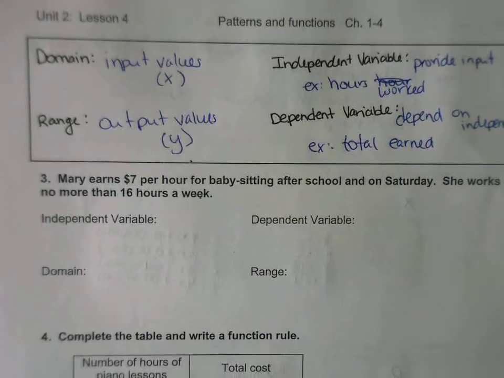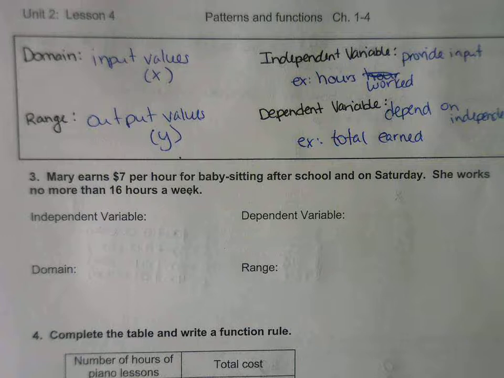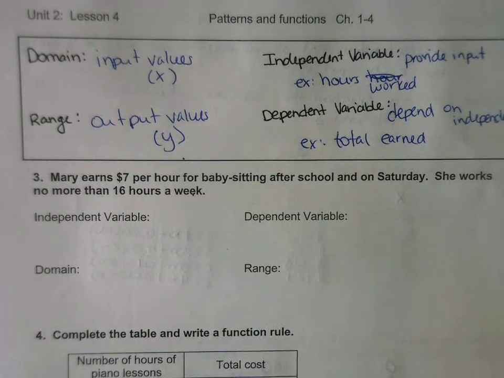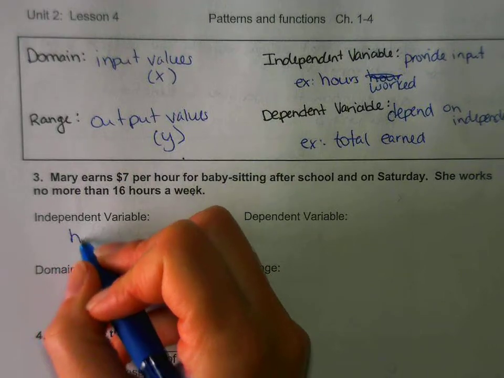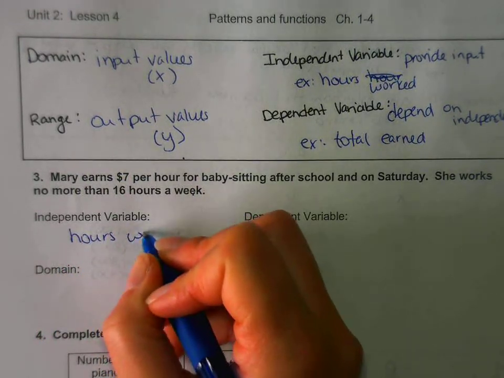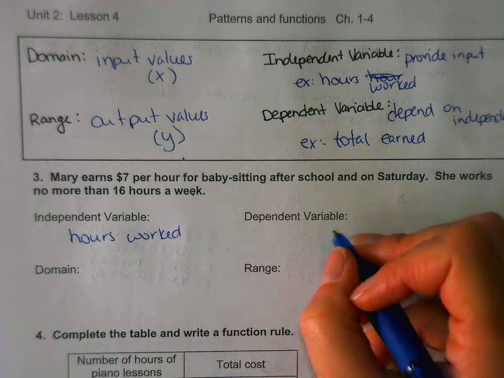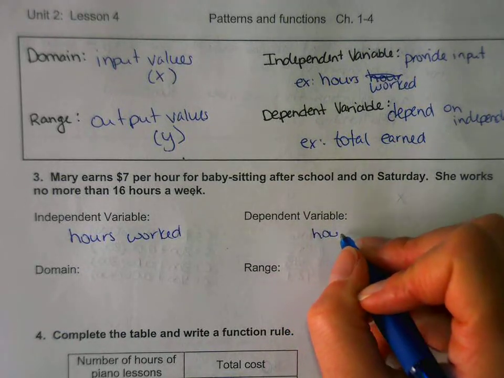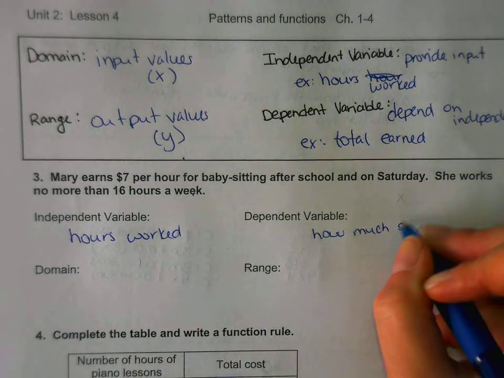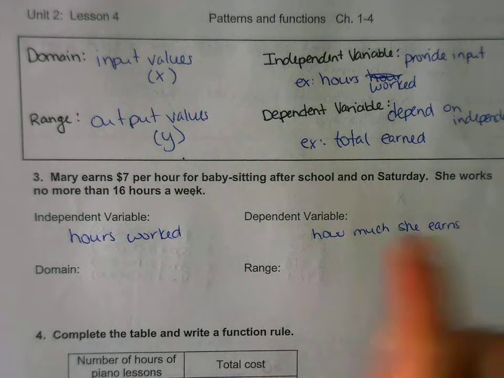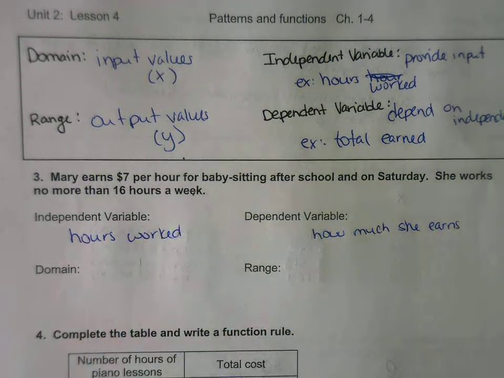So let's look at example 3. Mary earns $7 per hour for babysitting after school on Saturday. She works no more than 16 hours a week. So the independent variable, there's two different things going on. She's working some hours and she's making some money. So her independent variable is how many hours she worked, and my dependent is how much money she makes. How much she earns will depend on how many hours she works.